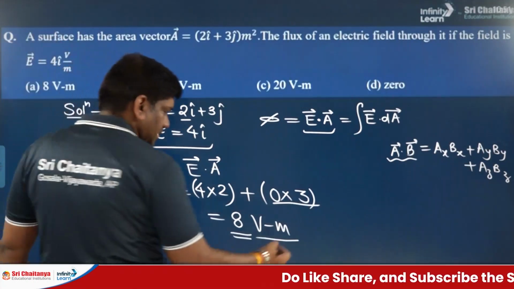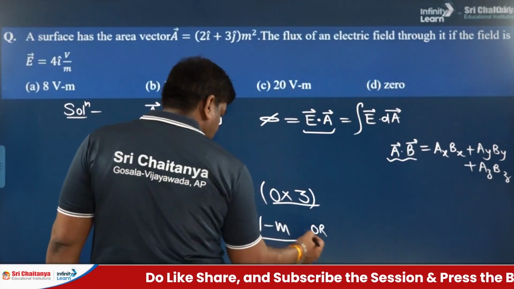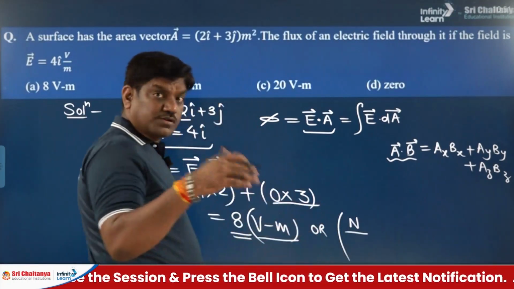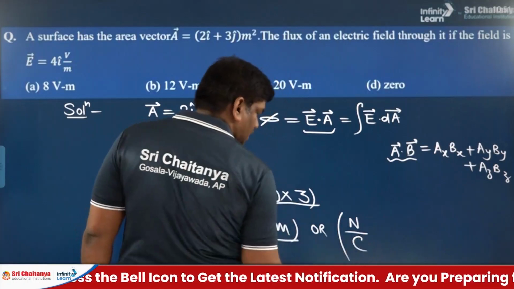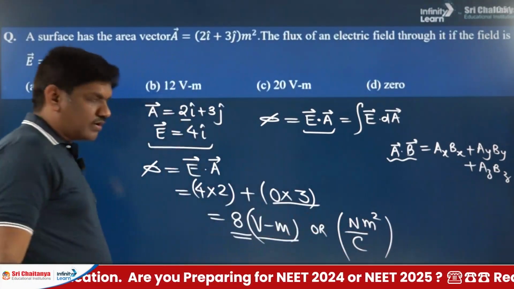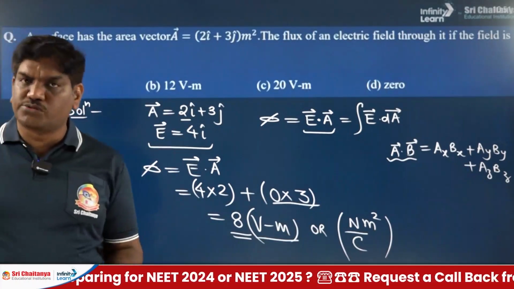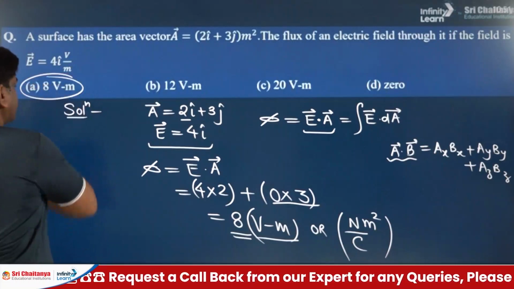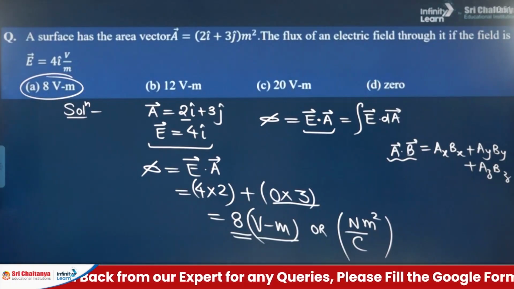See, what is the unit of E? It is force divided by charge. So Newton per Coulomb, and into area, so it is meter square. So both are the same unit. Volt meter or Newton meter square per Coulomb, right? So the correct answer is the first one, 8 volt meter.